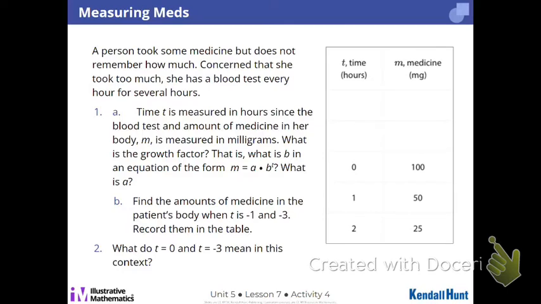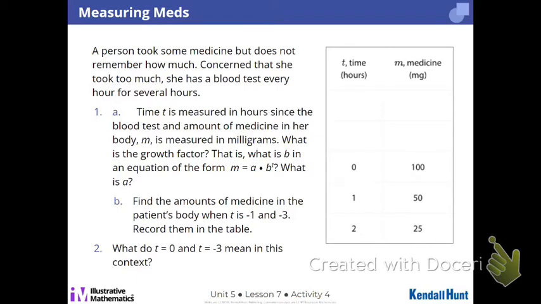But here's what we know. She did get her blood tested. And when she got her blood tested, there were 100 milligrams up in there. Is that a lot? It depends on the medication. We don't know the medication. We just know 100 milligrams when she got tested. And then she got tested 1 hour after that, 2 hours after that. It's your job to figure out how much was in her blood at different times and solve the mystery of how much medicine this lady took.